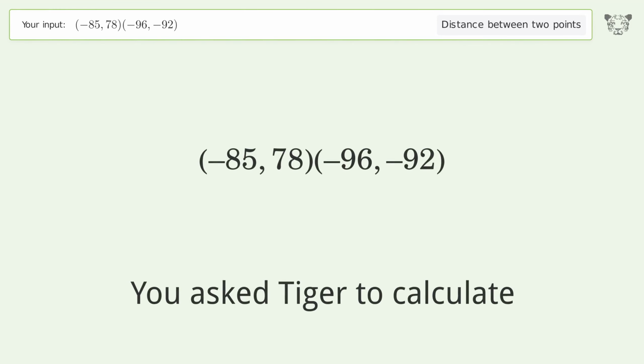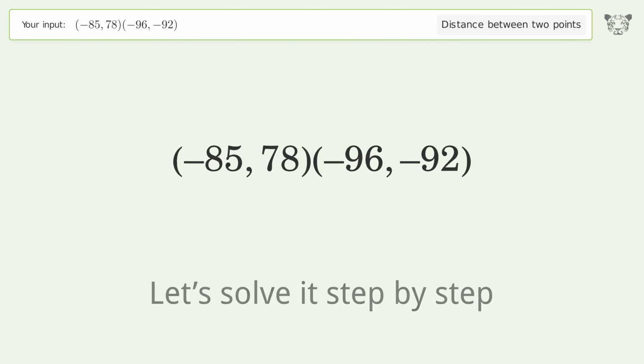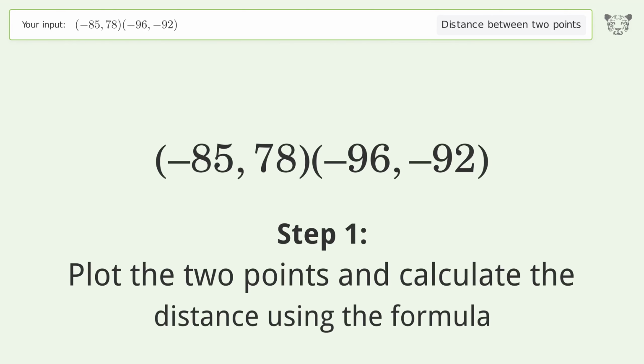You ask Tiger to calculate. This deals with the distance between 2 points. The distance between the 2 points is the square root of 29,021, or 170.356. Let's solve it step by step. Plot the 2 points and calculate the distance using the formula.